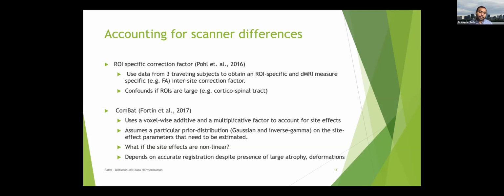And then again, some of the other things that people have talked about is, of course, it needs very accurate registration. So what if there is large atrophy or larger ventricles from older subjects, because registration is not perfect? What happens there? So there are some of those questions that, every few months, are getting addressed by newer and newer methods. I haven't discussed all of them, but I want to let people know what are the good things about each method and what are some of the limitations.